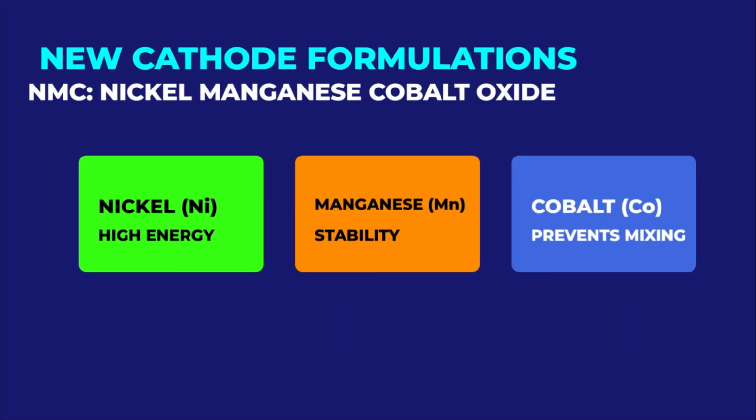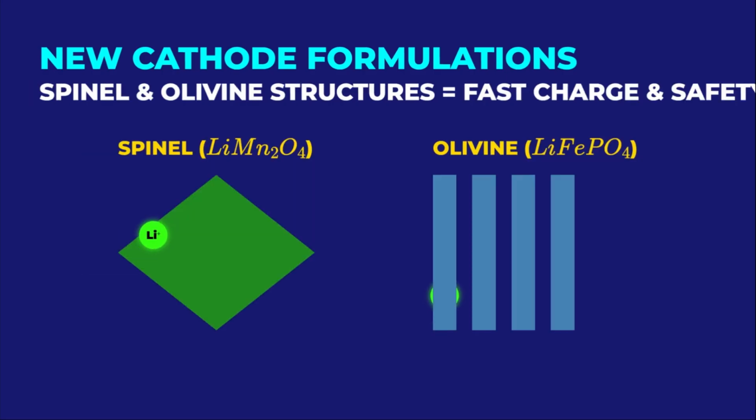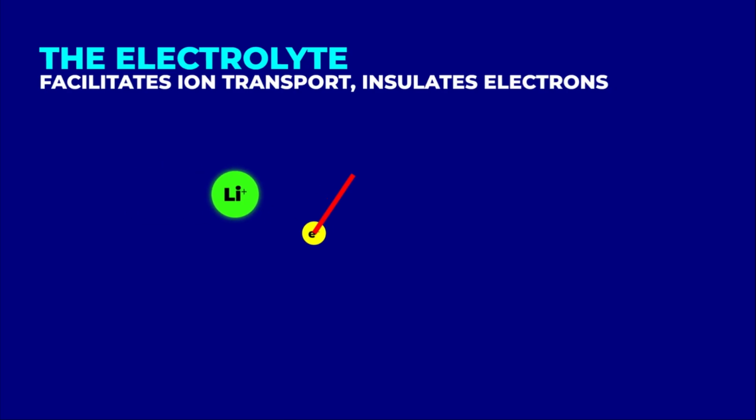Newer formulations like nickel-manganese cobalt oxide replace some cobalt to increase capacity and lower costs. Nickel provides high energy density, while manganese offers structural stability and cobalt prevents cation mixing. Other cathode types use spinel structures like lithium manganese oxide or olivine structures like lithium iron phosphate. These different crystal symmetries dictate the rate at which a battery can be charged and its overall safety profile during high-power operation. The electrolyte facilitates ion transport while acting as an electronic insulator to prevent internal short circuits.